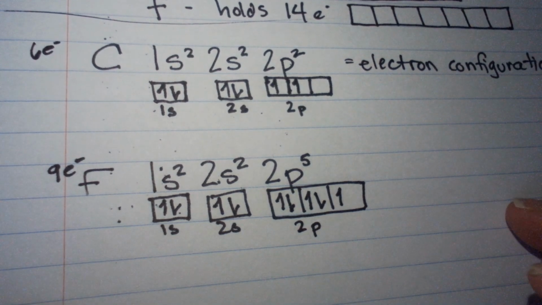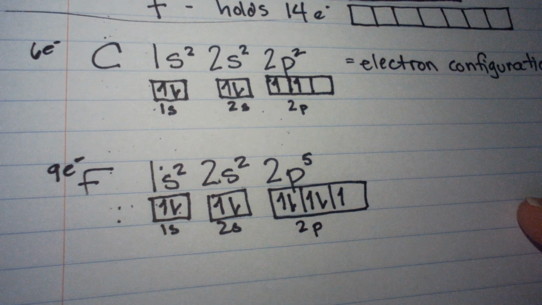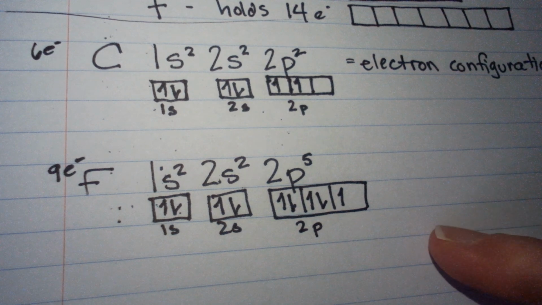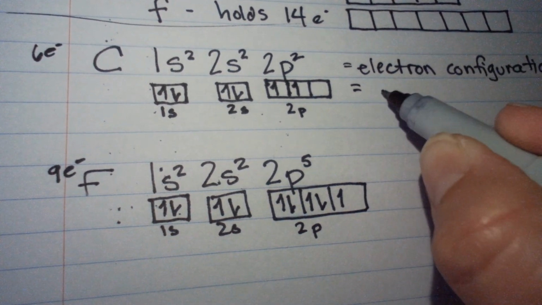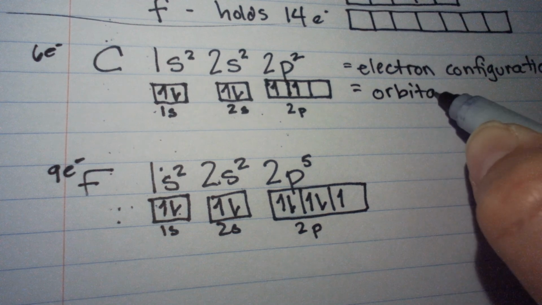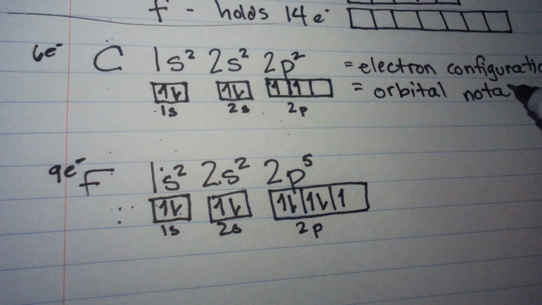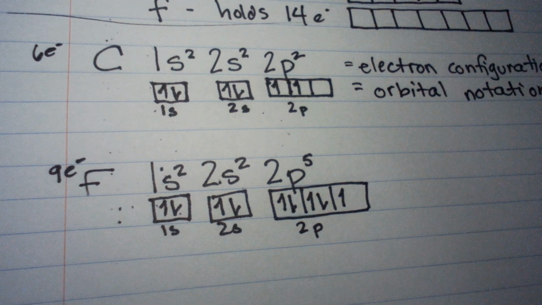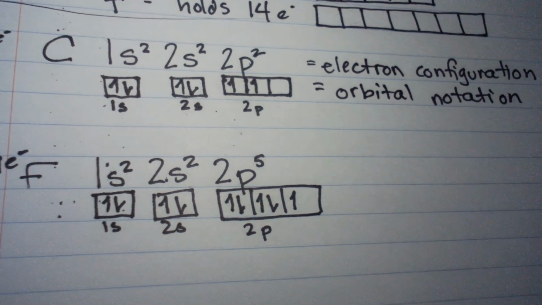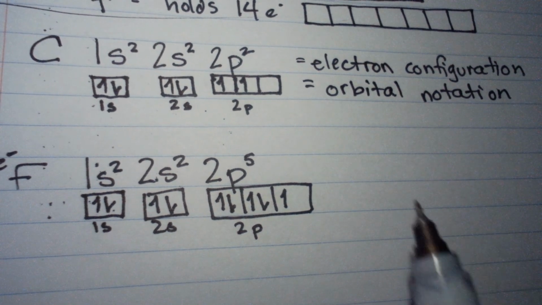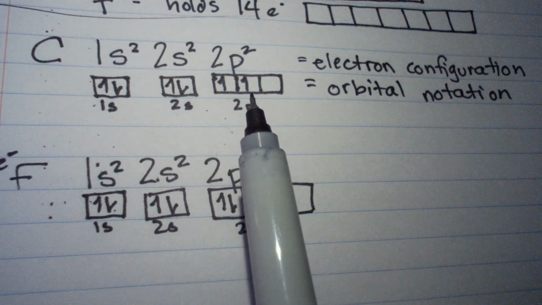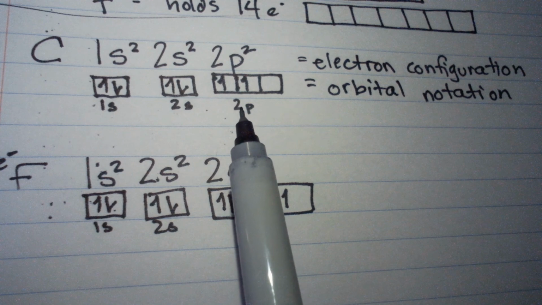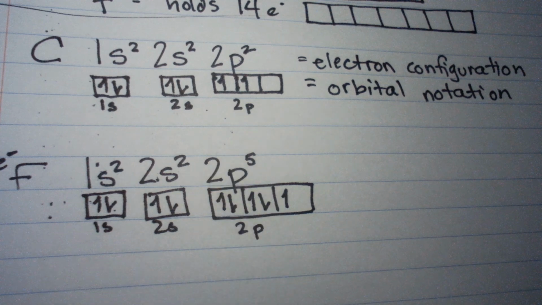So let's put some names and some concepts on what we're looking at, because it seemed like most people had thumbs up that this drawing boxes thing makes sense. And that is called orbital notation. There will be times when you have to pick out the orbital notation on the test next week, and you're going to have to remember, oh yeah, the boxes are the orbital notation.